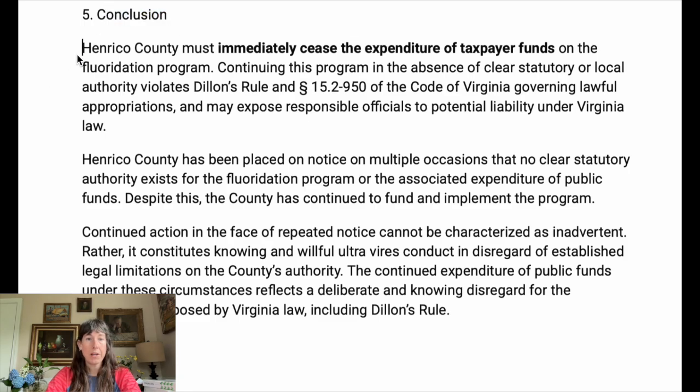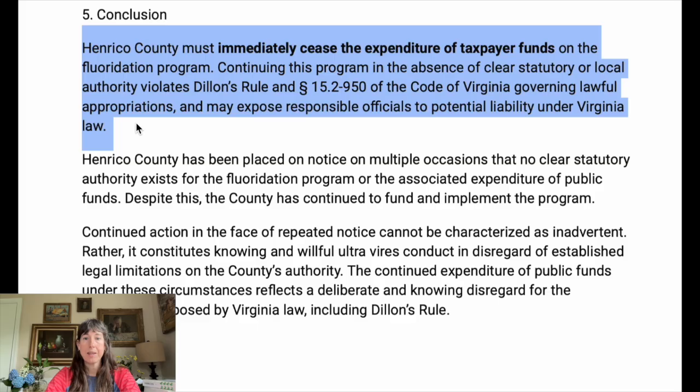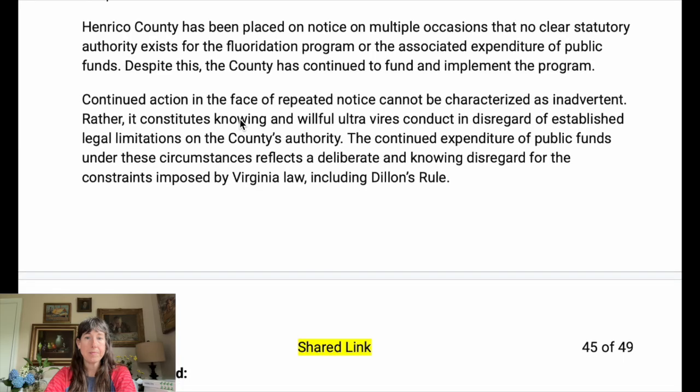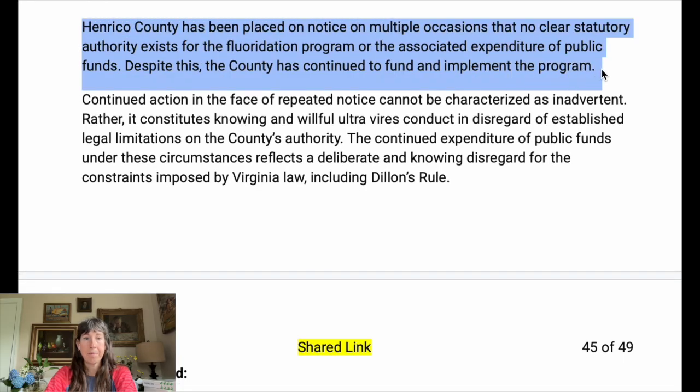Conclusion. Henrico County must immediately cease the expenditure of taxpayer funds on the fluoridation program. Continuing this program in the absence of clear statutory or local authority violates Dillon's Rule and 15.2-950 of the Code of Virginia governing lawful appropriations and may expose responsible officials to potential liability under Virginia law. So potentially this could be a problem for them. This is the controversy, folks.